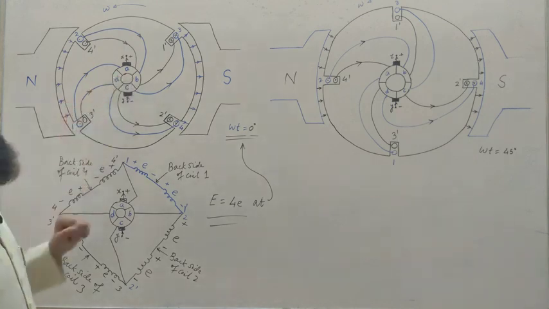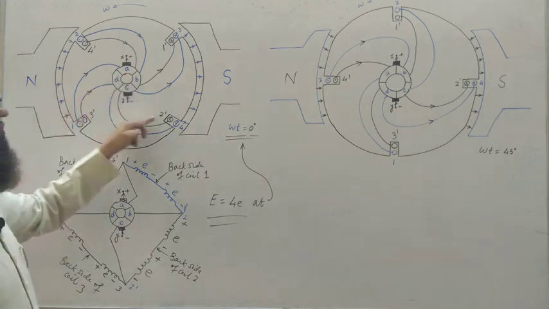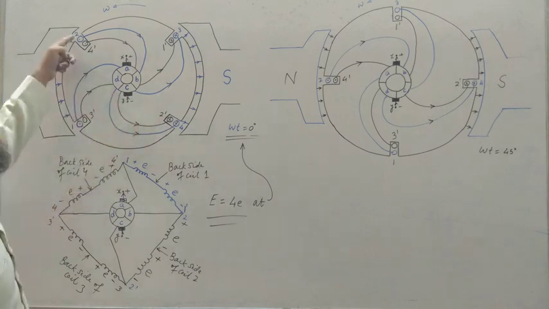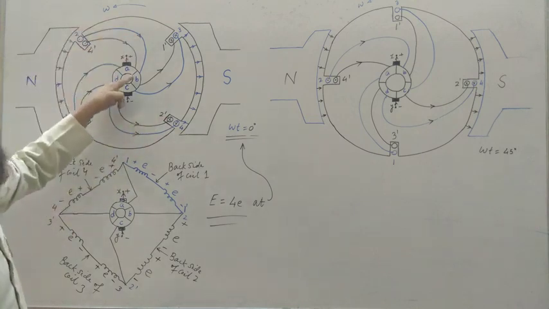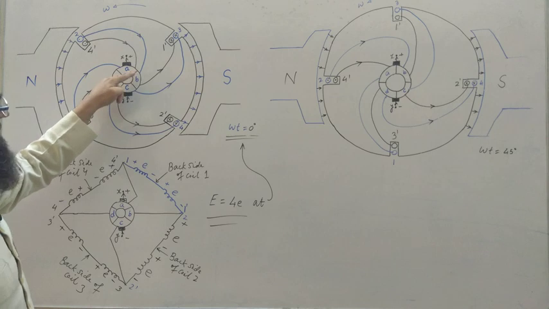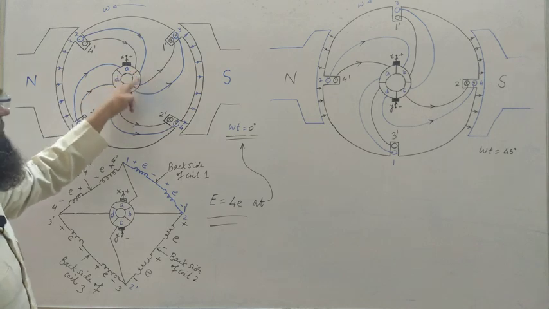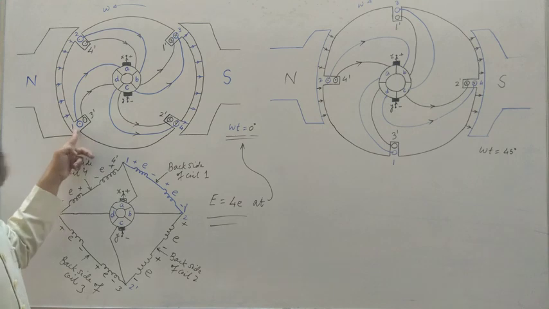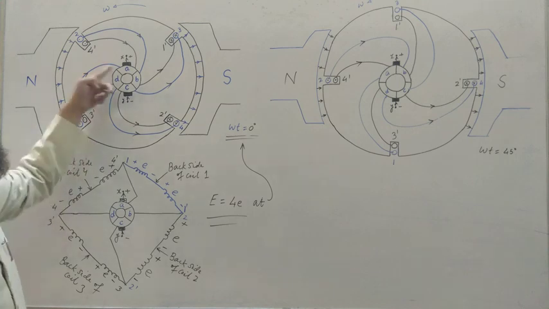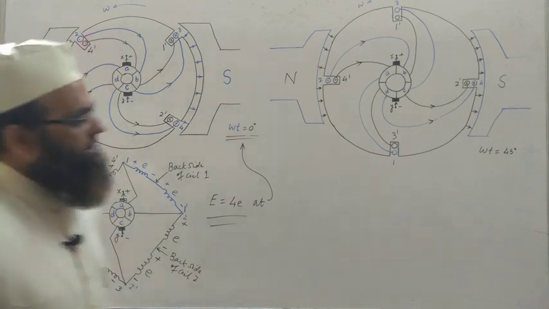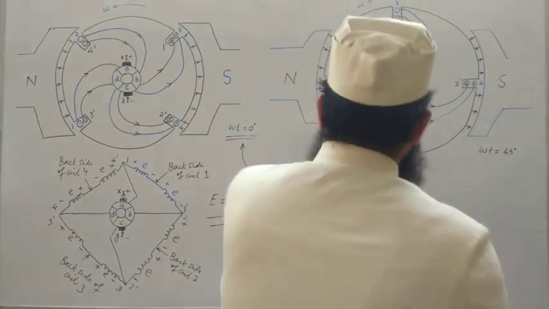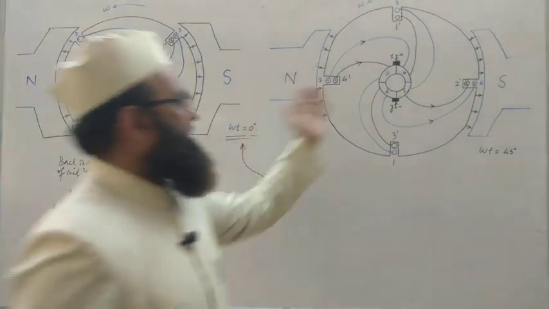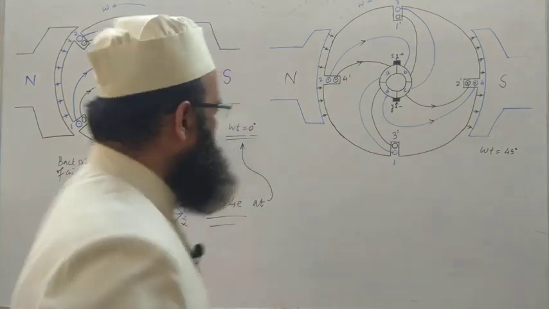Take the black one. So from here this is 2 dash, from 2 dash it will go to 2, from 2 it will go to commutator segment B, and this segment shorts this 1 dash, so it will go to 1 dash, and from 1 dash it will go to one end, and through this it will go to the other terminal. Fine. So corresponding EMFs induced in the two coils, coil number 2 and 4, may be represented like this.